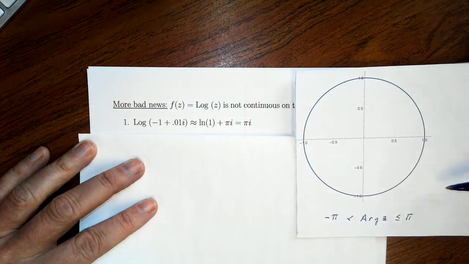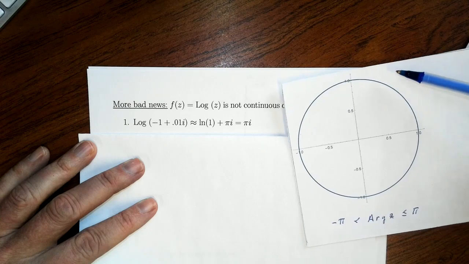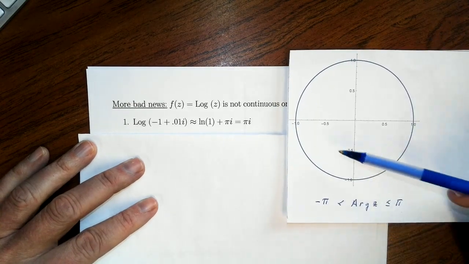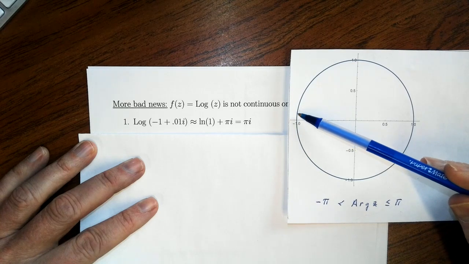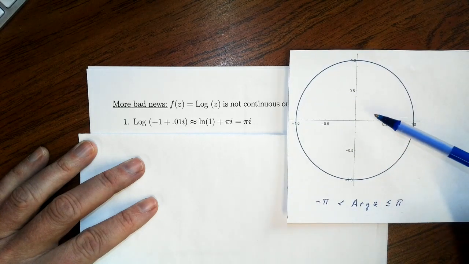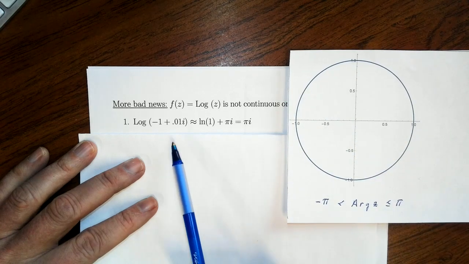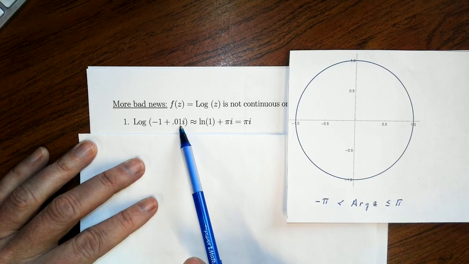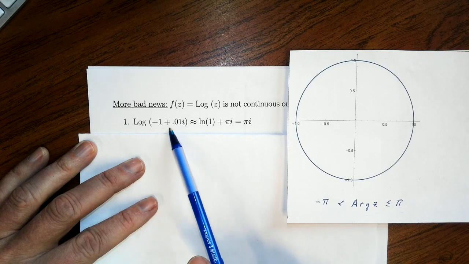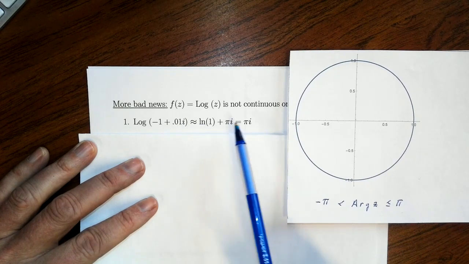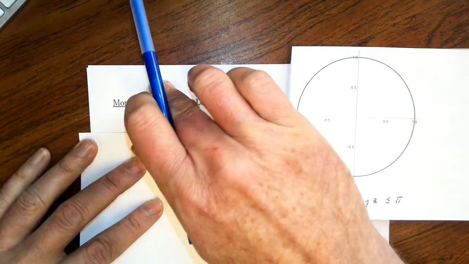Well, minus 1 plus 0.01i would be over here, but in the second quadrant, and the angles go from 0 to about pi. Because this is just barely in the second quadrant, the principal argument of this number would be very close to pi, not negative pi, because it's in the second quadrant.